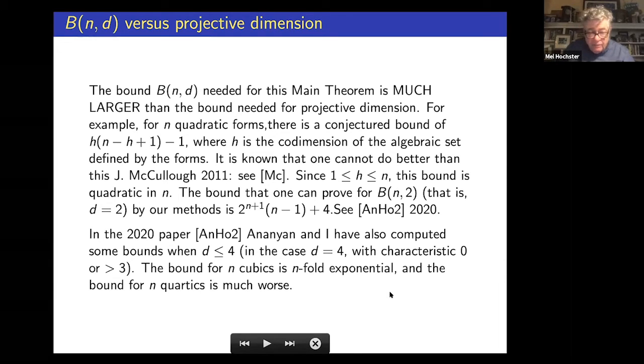And in a more recent paper, we gave bounds of a sort when d is at most 4. When d equals 4, we had to exclude characteristic 2 and 3 because we use somewhat different methods to get bounds. However, the bound for n cubics is n-fold exponential, like n to the n to the n, except it's worse than that because some of those are like n squared in there. And the bound for n quartics is much worse. I'll say a little bit about it.